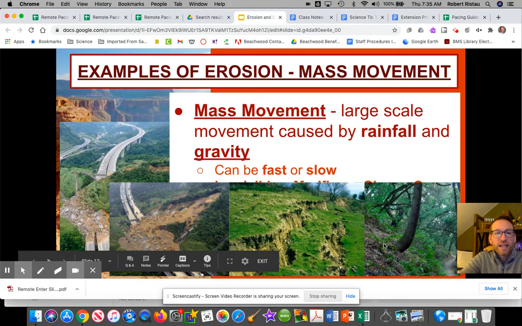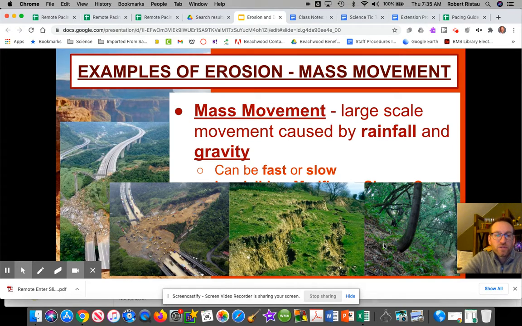All right, so those are mass movements, and we're not going to spend a lot of time on those. You just need to understand that mass movement is large scale movement, and it's a combination of rainfall and gravity that causes these events to take place. And they're either big dramatic events that are fast or could be slow over time.